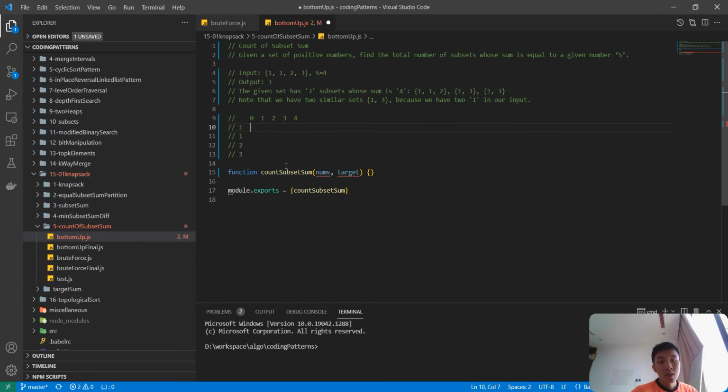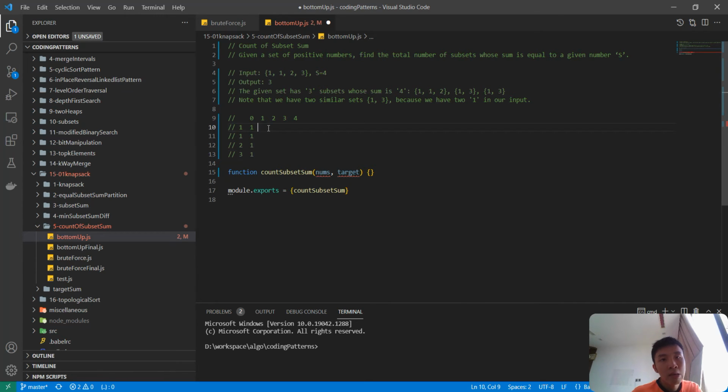It would be 1 here. Why? Because in order to find a subset that sums up to 0 from any given input, you always have only one choice, which is an empty subset.